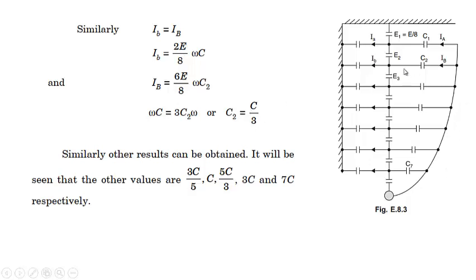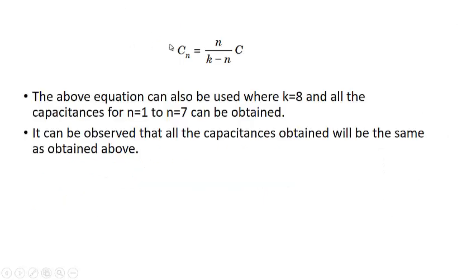By approaching similarly from this point to this point, you will get C3 is equal to 3C by 5, C4 is equal to C, C5 is equal to 5C by 3, C6 is equal to 3C, and C7 is equal to 7C respectively. This can also be done by using this formula. The equation can also be used to calculate all the values from n is equal to 1 to 7, where k is equal to the total number of strings in this, that is equal to 8.